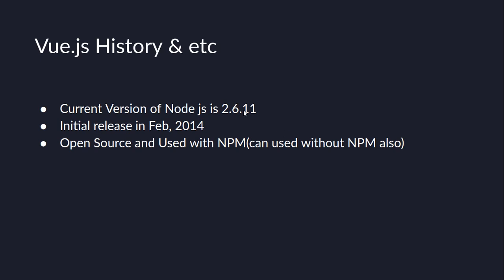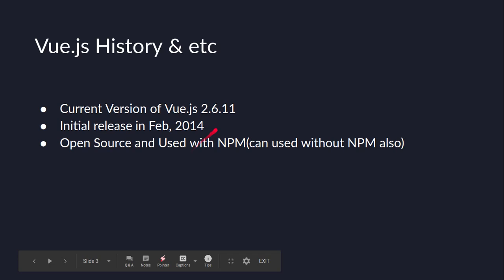So let's look at some history. So the current version of that, my bad, I just put Node.js here, so let me clean it. Yeah, now this is fine. So the current version of Vue.js is 2.6.11, right? And the first release was in Feb 2014. So you can see that this is a pretty modern JavaScript framework. It is not much older, and it is more modern than Angular, because it was released 6 to 7 years after Angular.